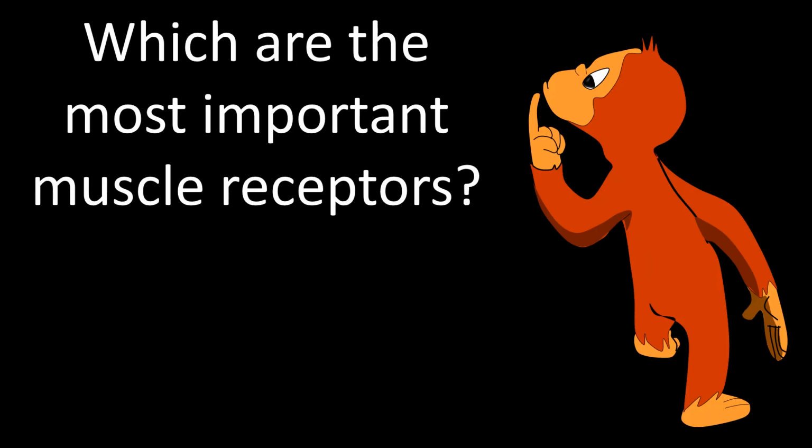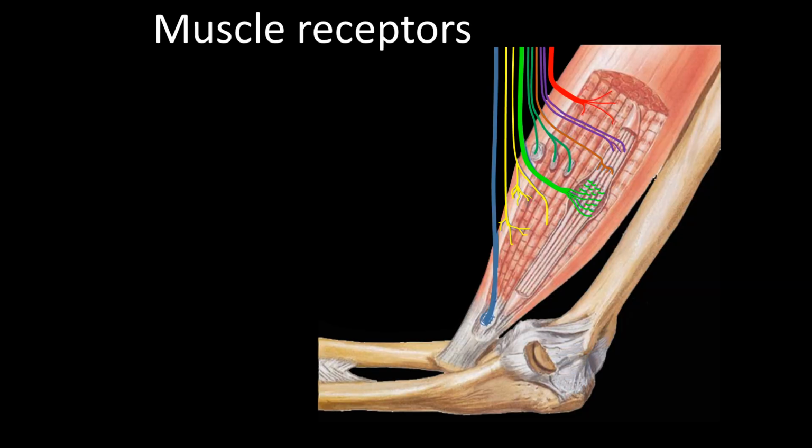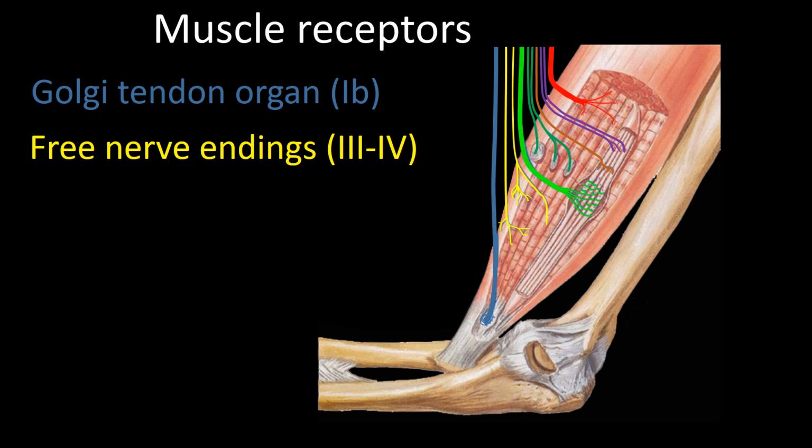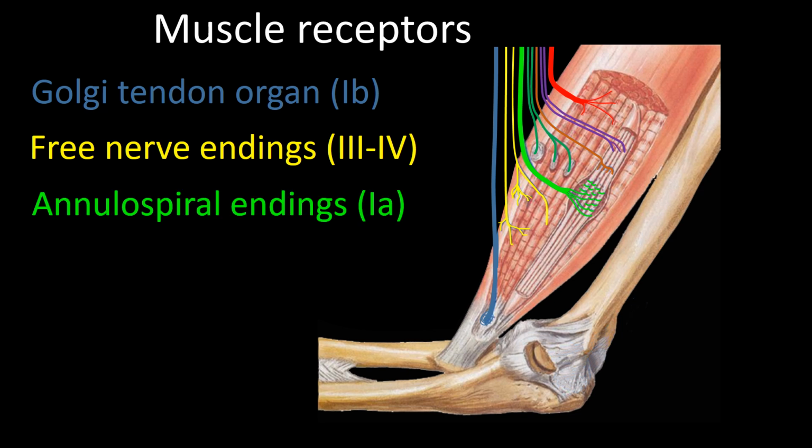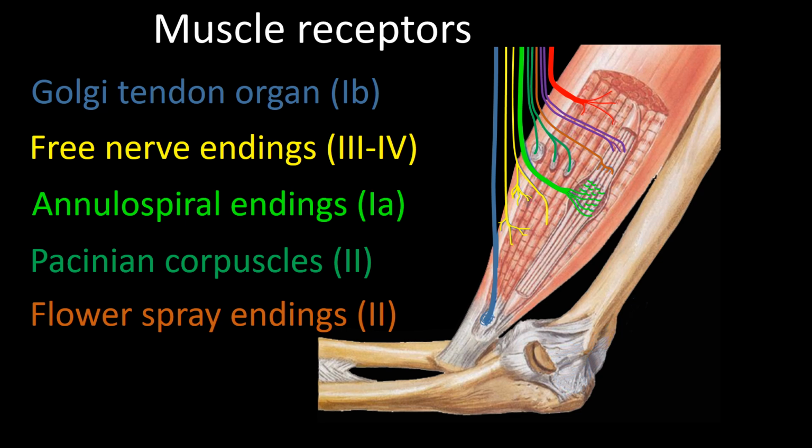Now we go to muscle, where we should ask ourselves the same question. Which are the most important muscle receptors? Muscle receptors include Golgi tendon organs, innervated by 1B fibers, free nerve endings of thinly myelinated and non-myelinated fibers labeled 3 and 4 respectively, annulospiral endings innervated by the fastest conducting fibers in the nervous system, the 1A fibers, Pacinian corpuscles innervated by type 2 fibers, and flower spray endings innervated by type 2 nerve fibers.